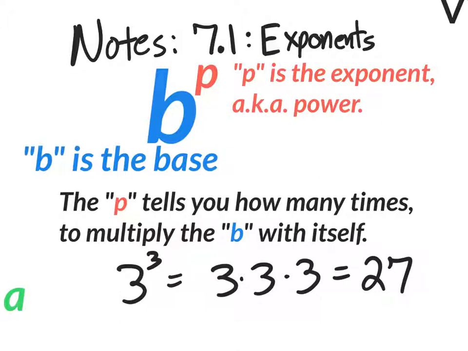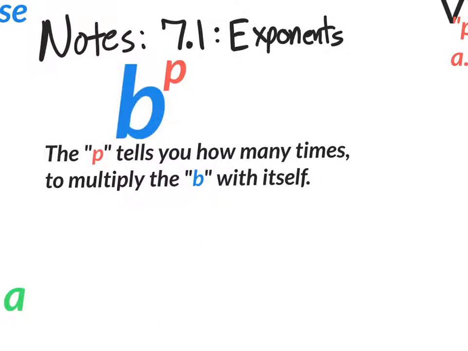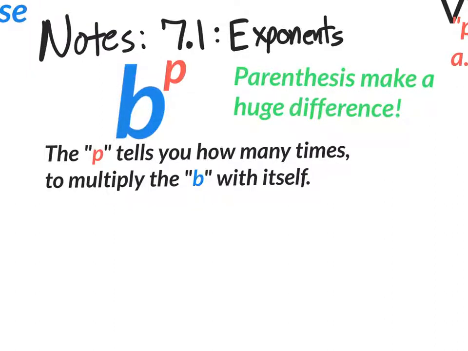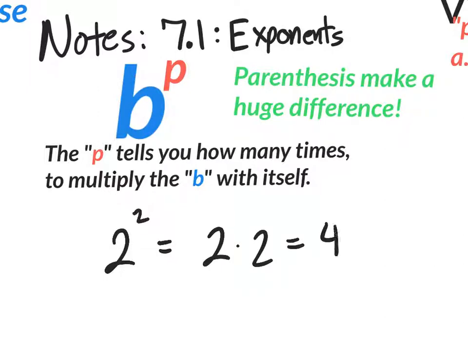So let me rearrange this, make more space. So check this out, guys. Parentheses make a huge difference. Okay, parentheses make a huge difference. Now, what do I mean by that? That parentheses make a huge difference. What is 2 to the 2nd power? 4, because when you expand it, you have 2 times 2, and you get 4. Now, what if I put negative 2 to the 2nd power? What's the answer there? Right here, a lot of people say 4, but it's actually negative 4, right?